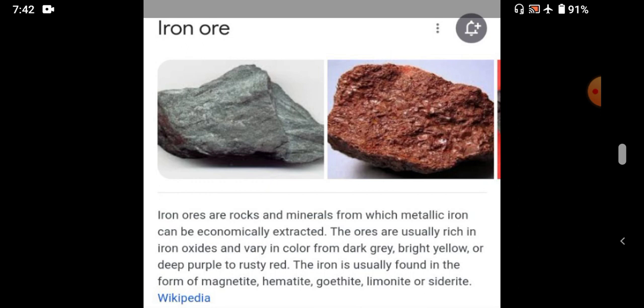Magnetite is called black ore. Why is magnetite called black ore? Because magnetite is dark brown and blackish in color. But hematite is reddish in color, so it is called red ore. Can you understand, students?